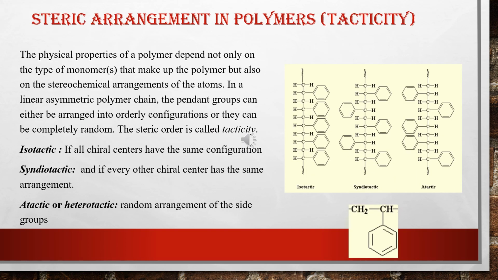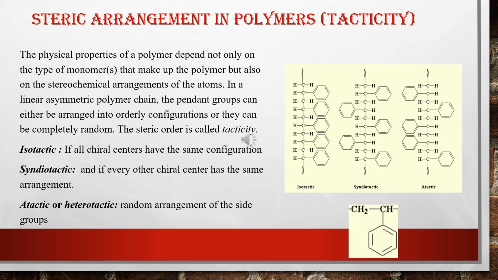Tacticity. Tacticity is actually the steric arrangement in the polymers. The polymers have some pendant groups. Like here you can see the example is given for polystyrene, and in polystyrene the benzene ring is the pendant group. Similarly, if we take examples of polyvinyl chloride or polyvinyl alcohol, in that case the chloride group or the alcohol group acts as a pendant group. So the steric arrangement of that particular pendant group is on which side.